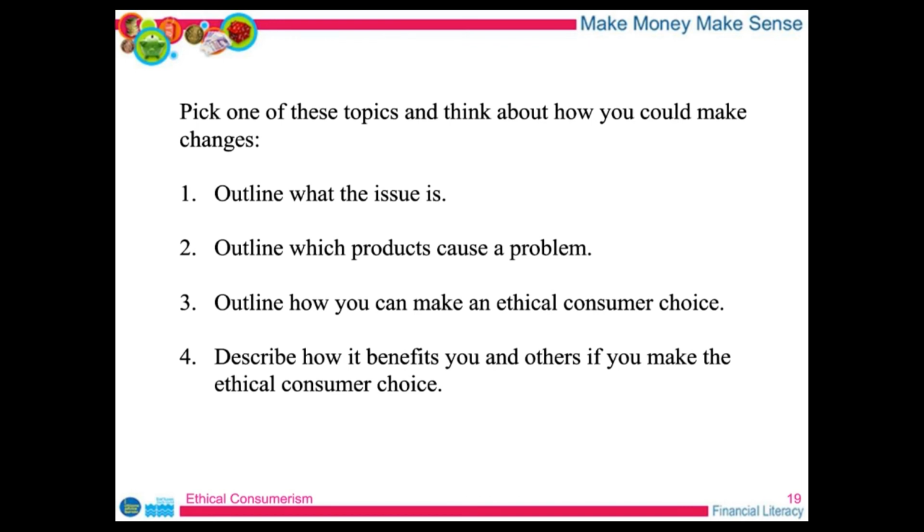So how can you spend your money in a better way? How can you make an ethical choice and give your money to someone who doesn't condone the practices that you disagree with? And then I want you to tell me how that would benefit you and how it would benefit others. So I'm hoping that at least one of those topics has piqued your interest.